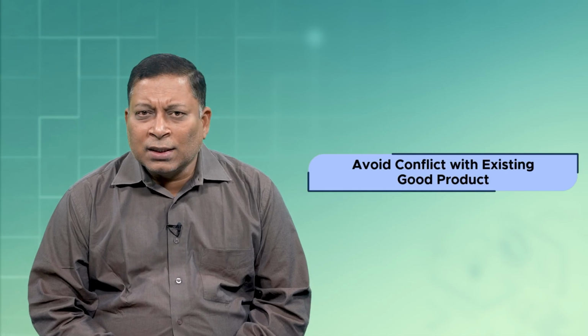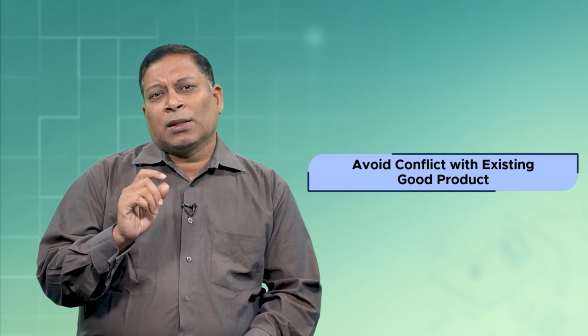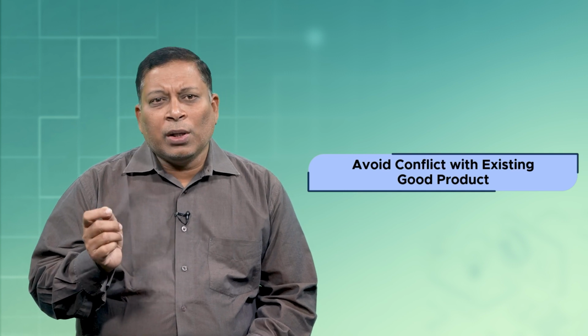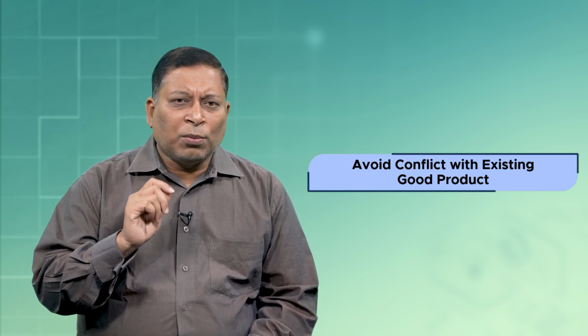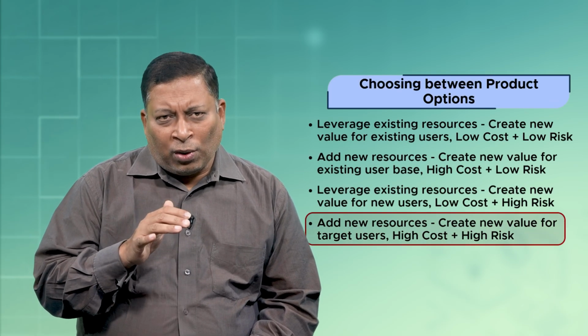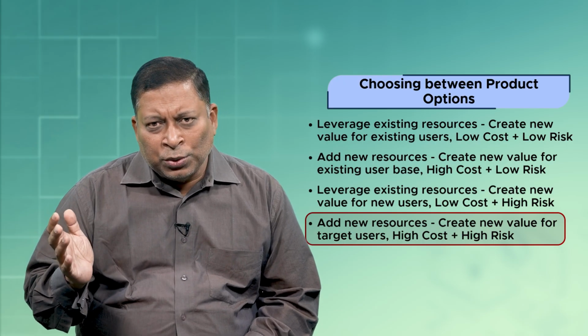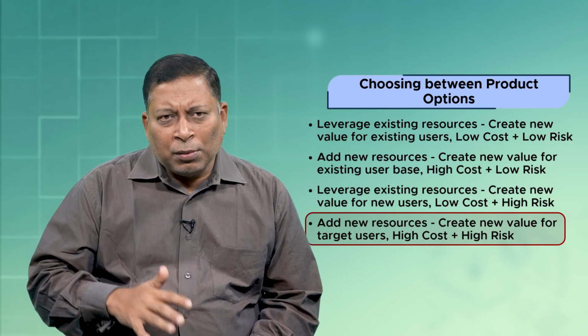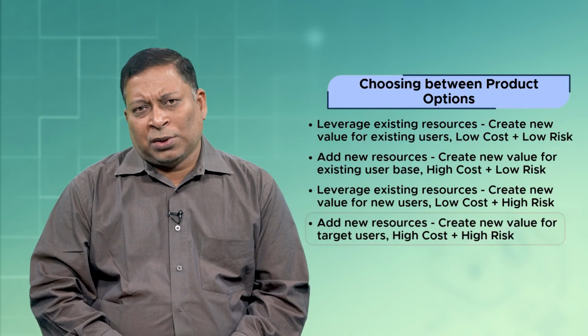While choosing between new product options, one thing you need to keep in mind is to avoid conflict with existing good products. If your company has products which are selling well, you do not interfere or have a conflict with those products. The other point to note is that option 4, the new resources and new users, should be your last option, after you have exhausted experimenting with the other 3 options. Depending on your resources and the user base you want to target, you can fit in one of those models.